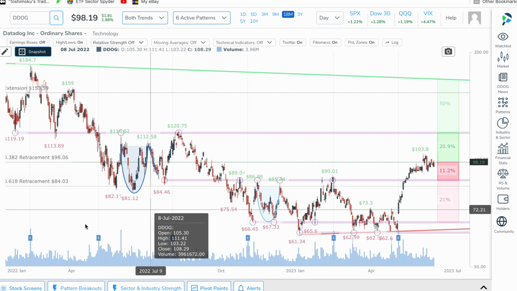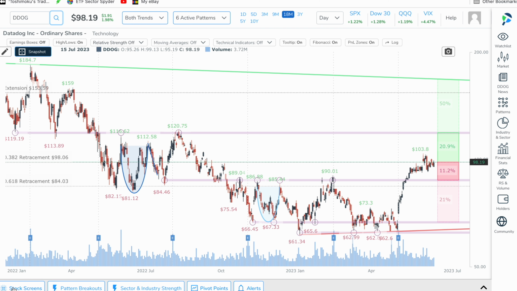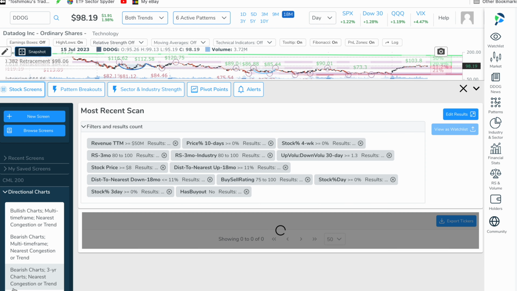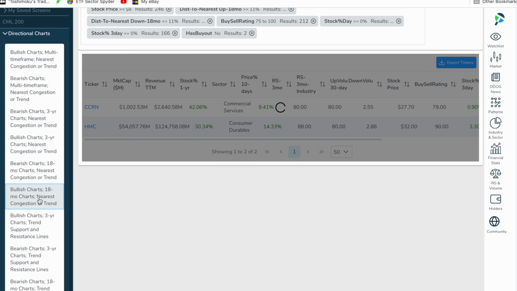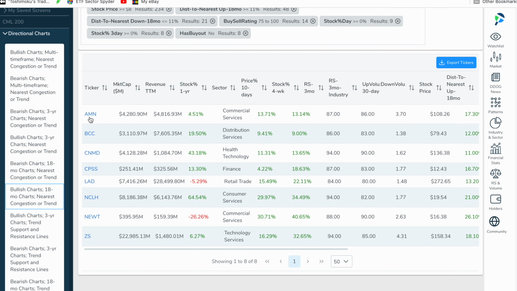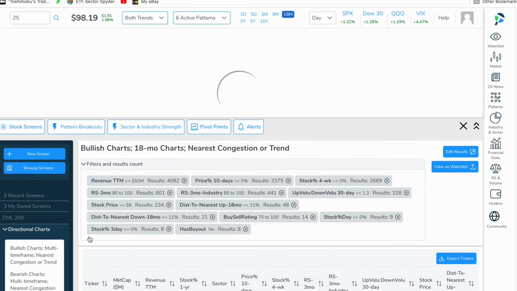So it also screens and looks for breakouts in different stocks. So if we do a stock screen, I want to look for bullish charts nearest to the congestion or trend line. So let's do that. And what we get is a couple different names here. I know Zscaler is a pretty good growth stock, so let's go ahead and take a look at that one.